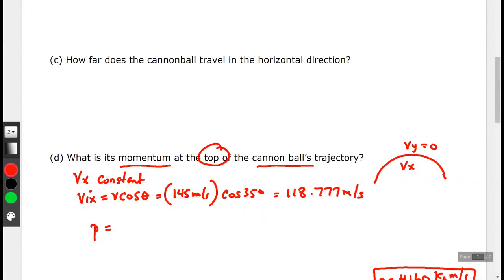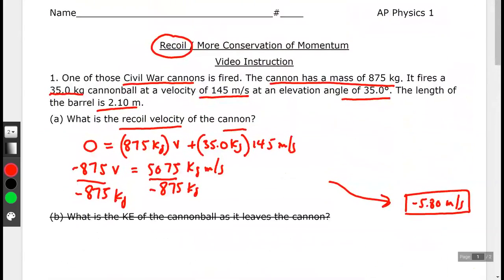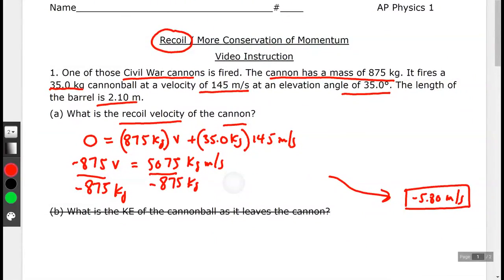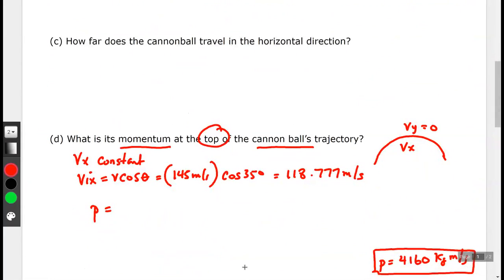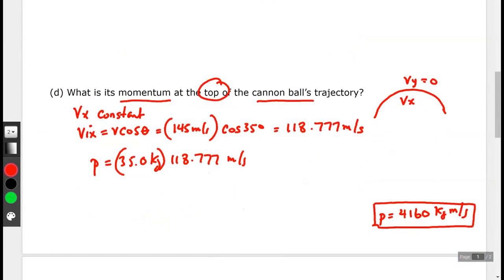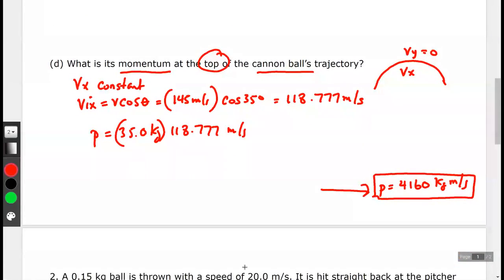And now we find the momentum at the peak. The mass of the cannonball is 35 kilograms. Its velocity in the beginning was 118.77, so that means its velocity at the peak was also 118.777. And you get a momentum of 4160 kilogram meters per second. You multiply the numbers, you multiply the units.